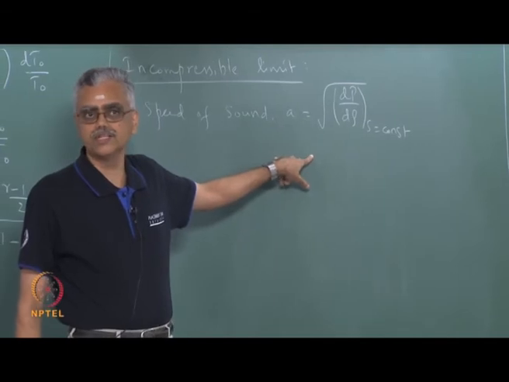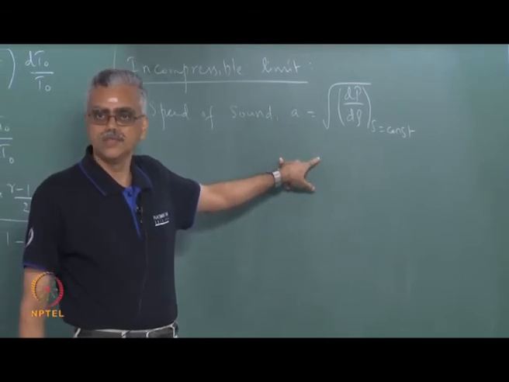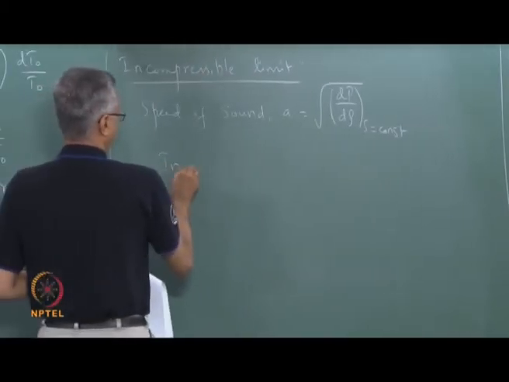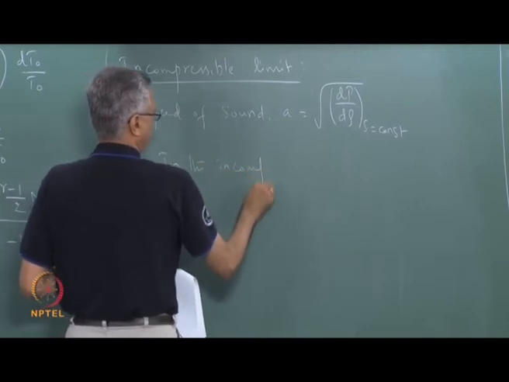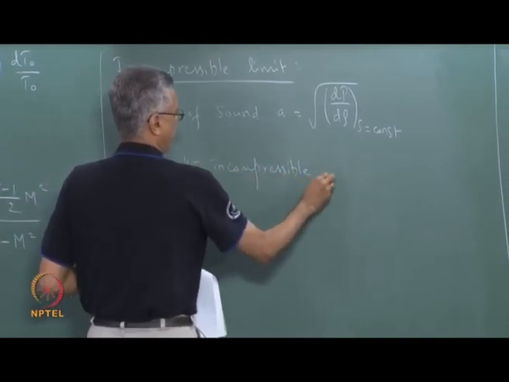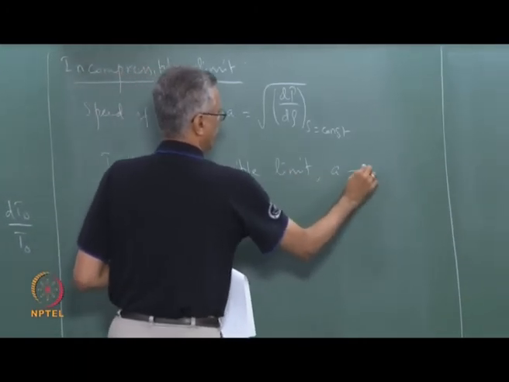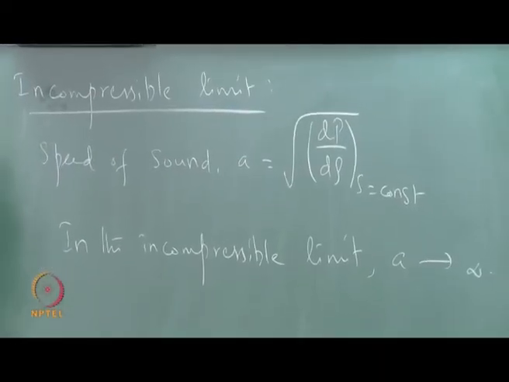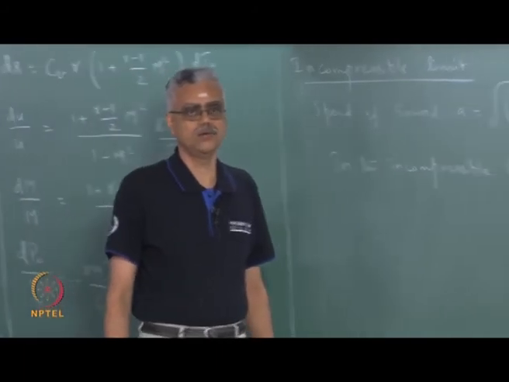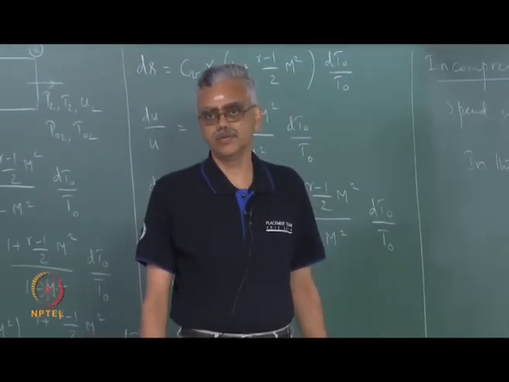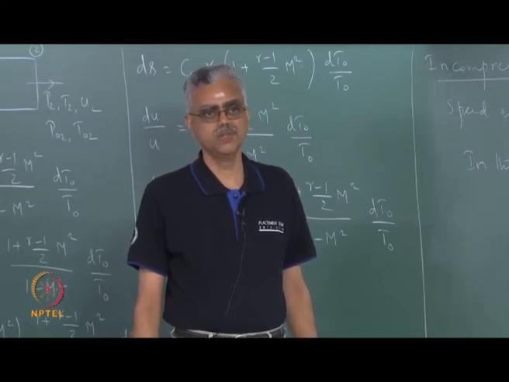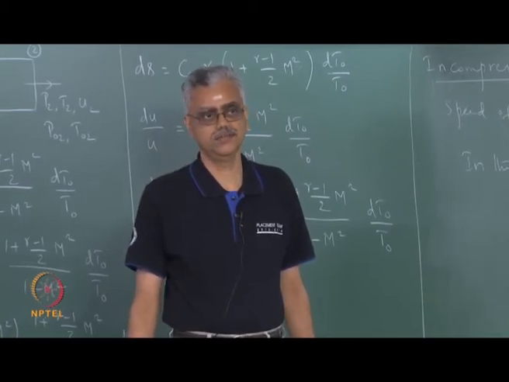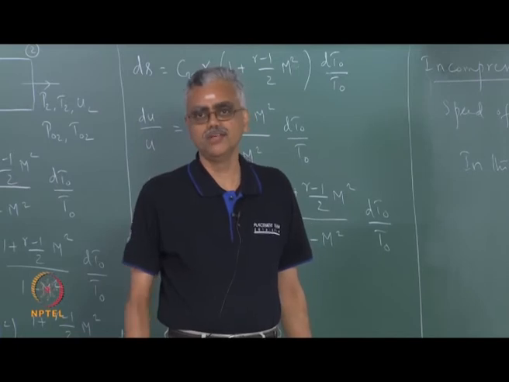So the speed of sound for an incompressible fluid by definition is going to be infinity, very large, right. In the incompressible limit, a tends to infinity or very large values. Just as an example, speed of sound in air under normal atmospheric condition is about 330 meter per second. Speed of sound in water under similar condition is nearly 1.2 kilometer per second. So it becomes very large. Okay, so underwater explosions are much more powerful, mainly for that reason.